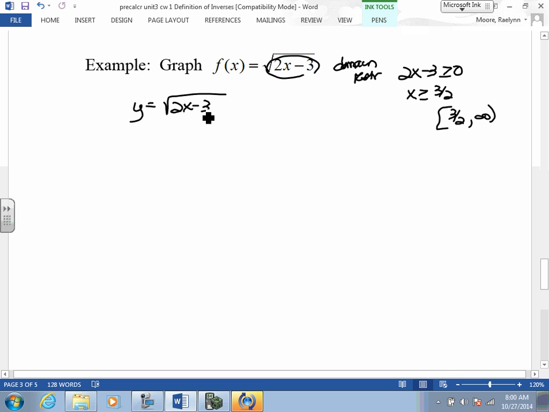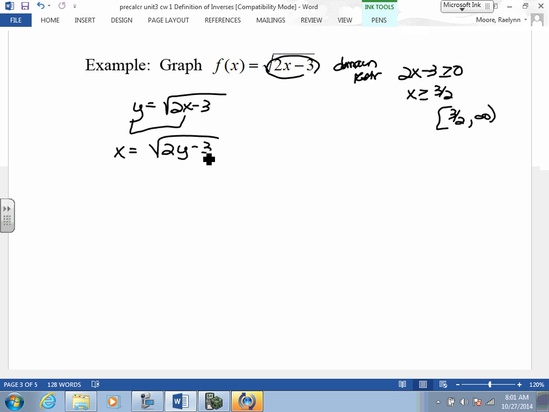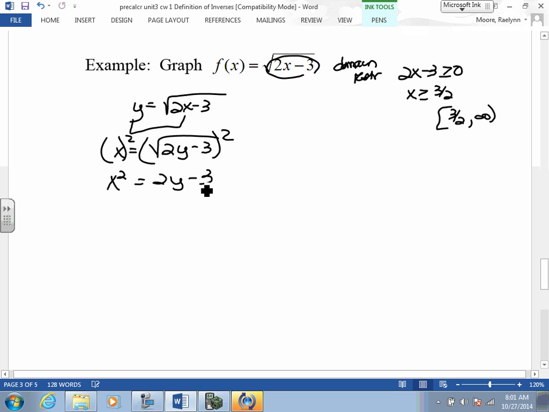First thing you want to do is to change your x into y. And then you're going to solve for your y. How should I get that y out of the radical? Square. Good. Square both sides. We're going to add 3. We're going to just solve for y. And divide by 2. And make this be our inverse.